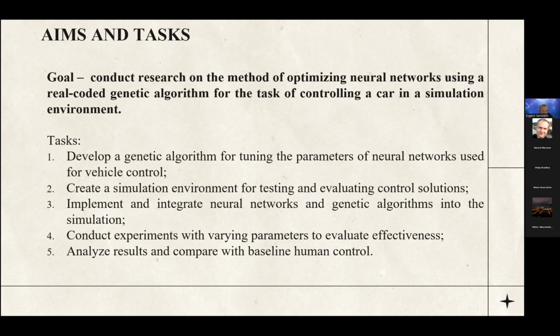The aim of the work was to conduct research of the method of optimizing a neural network using a real-coded genetic algorithm for the task of controlling a car in a simulation environment. To achieve this, it was necessary to develop a genetic algorithm, create a simulation environment, conduct experiments with varying parameters, analyze the results, and compare them with the human baseline control.